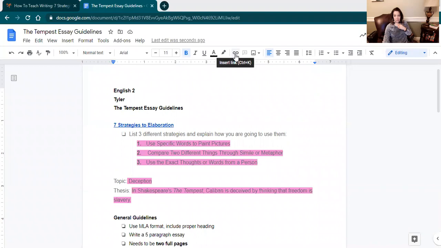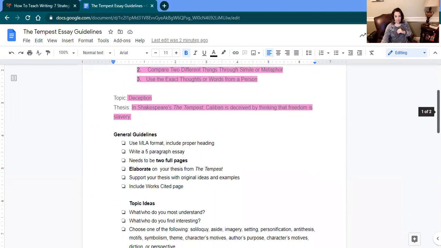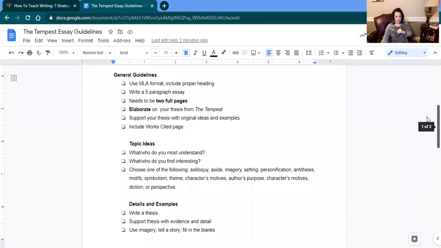Okay, so what you're doing is you're going to start writing your essay on The Tempest. Very basic stuff getting started, but it's very important what you decide to write on. And I'm just going to go through this. Don't pay as much attention to what's highlighted up at the top right now. We'll get to that at the end of the video.